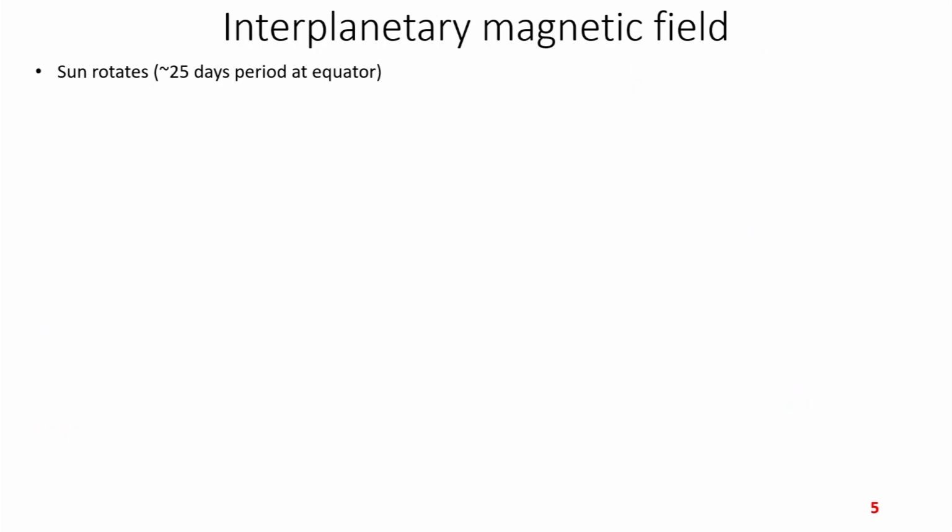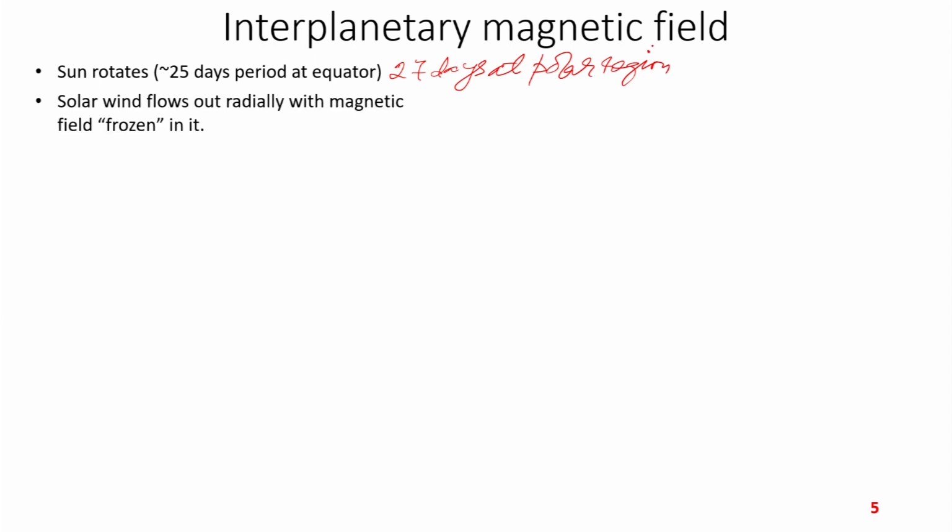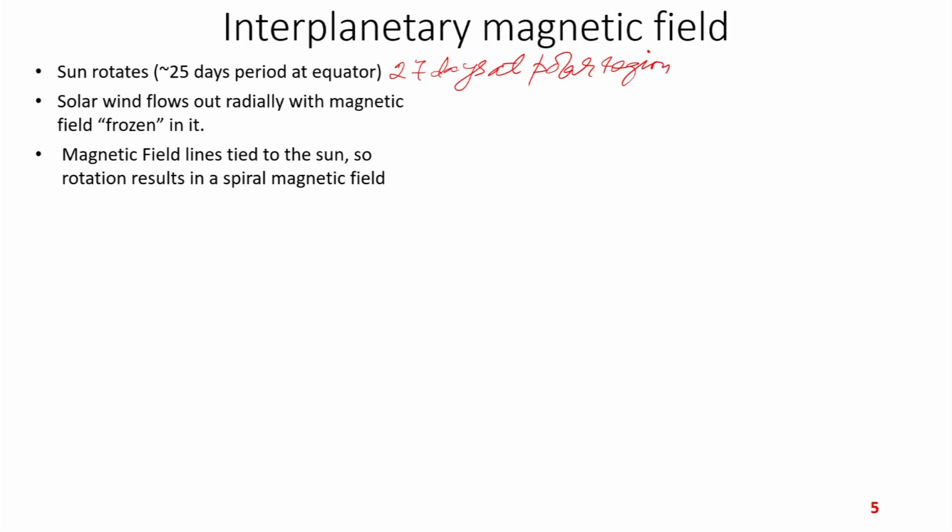Again, since the sun is rotating, as I already said, with a 25 days period at the equator and 27 days at the poles, the solar wind flows out radially with the magnetic field frozen in it, which we have seen in the earlier schematic. Since the magnetic field lines are tied to the sun, the rotation results in the spiral magnetic field.